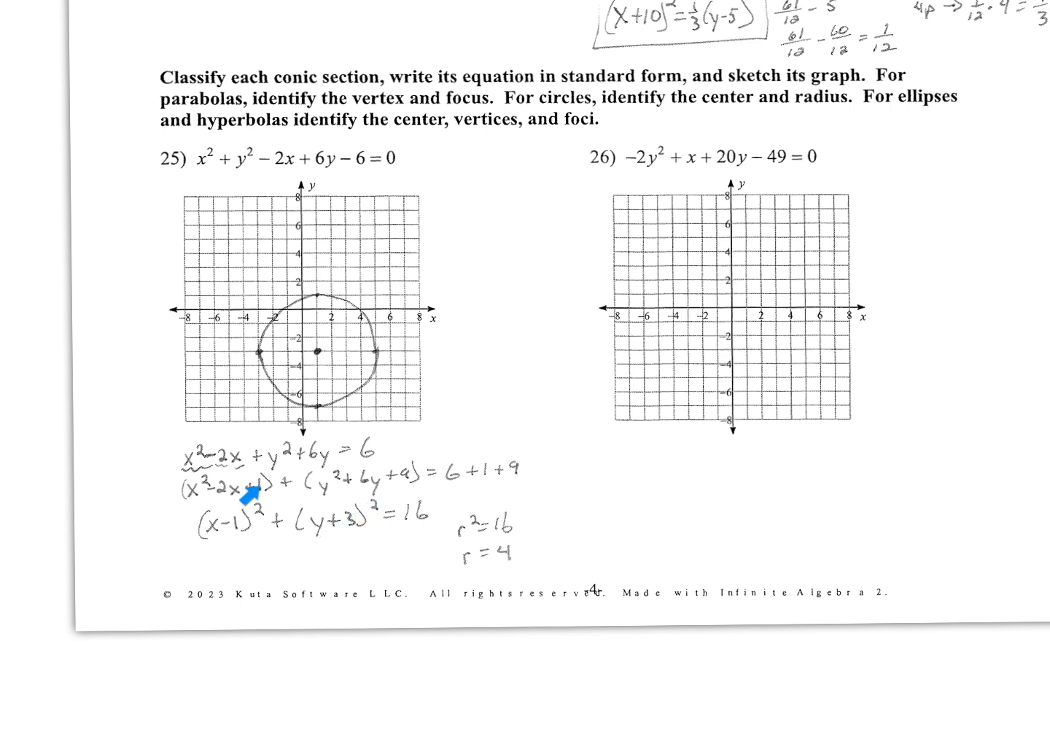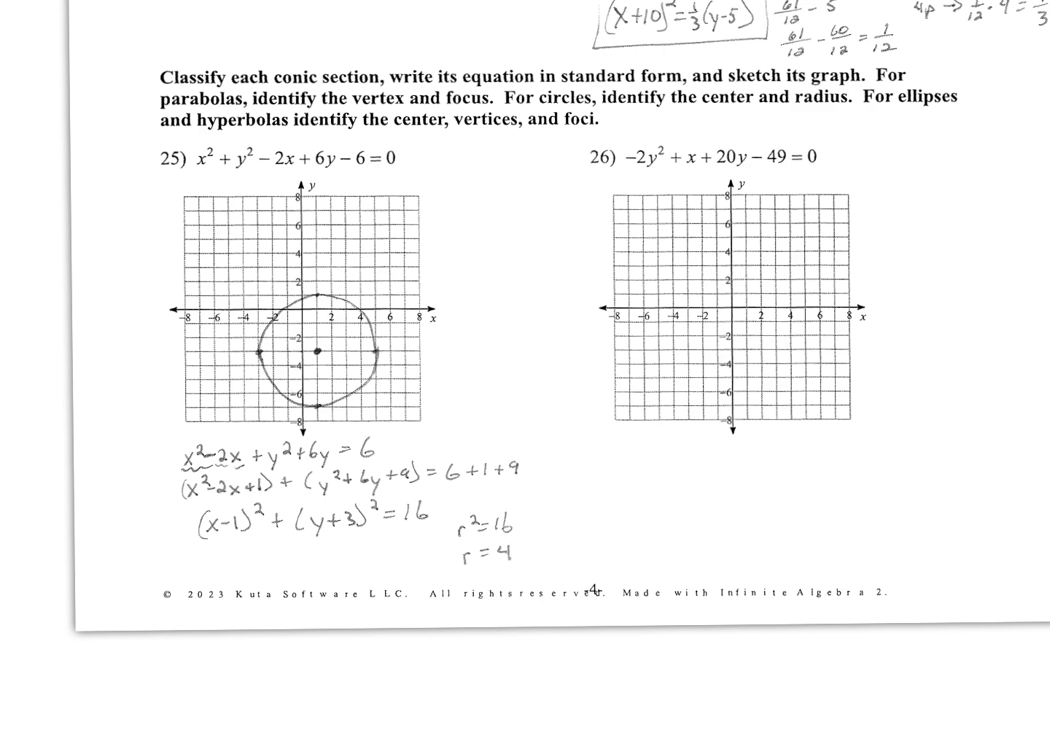But we added 1 to the left side, and we added 9, so we actually added 10, so 6 plus 10 is 16. So there you see our equation, x minus h squared plus y minus k squared equals r squared. So if the r squared is 16, then we know the radius is the square root of 16, which is 4. So we go ahead and graph it. We know that our h, k is positive 1, negative 3: over 1, down 3. We know our radius is 4, so we have 4 to the right, 4 up, 4 to the left, and 4 down, and we can draw our circle.